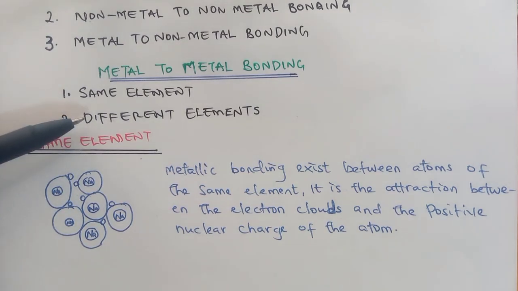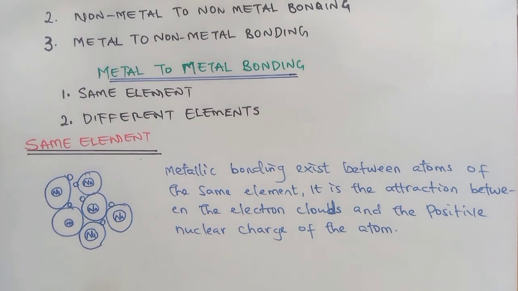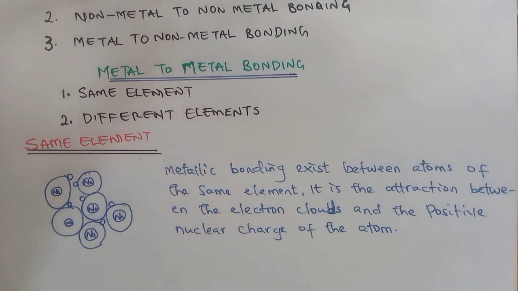Now the other one is metals from different elements. This will not give us a chemical combination. It's going to be a physical combination that we call an alloy, and this alloy is sometimes made in order to make that particular metal to be used for a particular purpose.